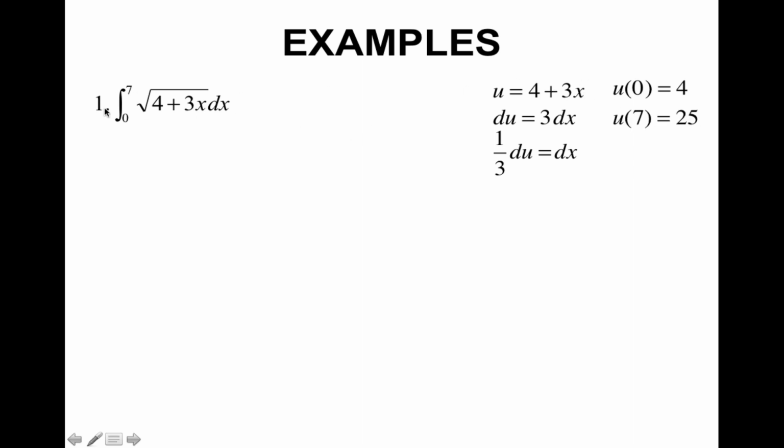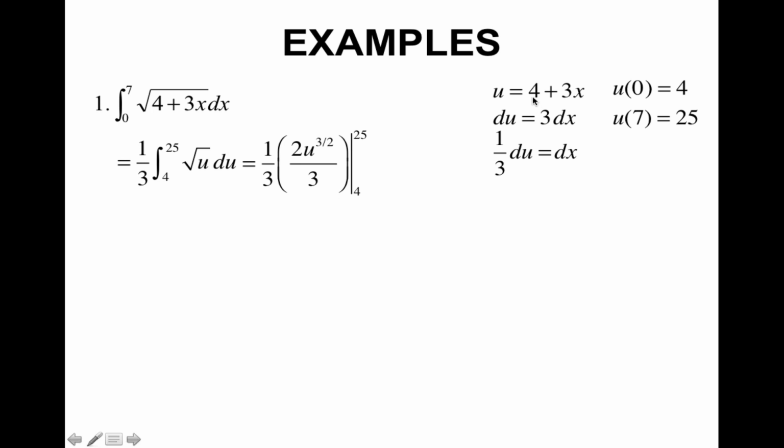So when I rewrite my integral in terms of u, I'm going to replace the 0 and the 7 with these u values. So when I resubstitute in, I now have 1/3 times the integral from 4 to 25 of the square root of u du. So now I can integrate the square root of u, which is 2u to the 3/2 over 3. And the benefit of changing these limits early on, so they're in terms of u, is that now you do not have to resubstitute in the 4 plus 3x.